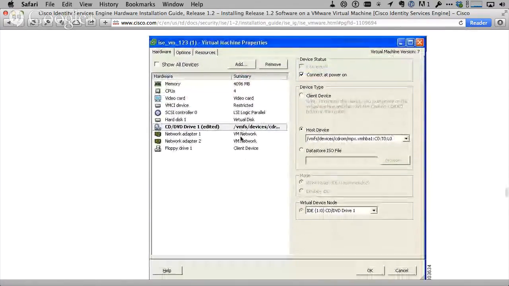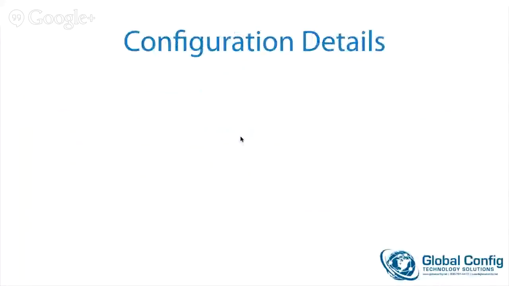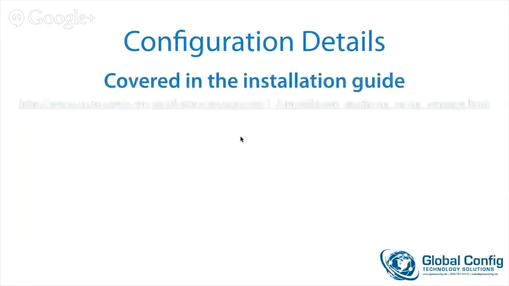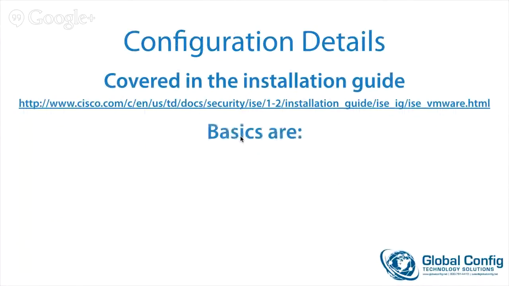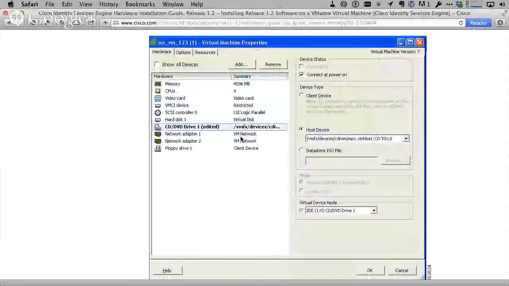The next thing that I did after I built the virtual machine, which, by the way, if I come back here to the slides, that virtual machine is a Red Hat Linux 5 VM. It is 4 gigs of RAM, 100 gigs of disk space for the lab, 2 CPUs, 2 cores each. Real basic, right?